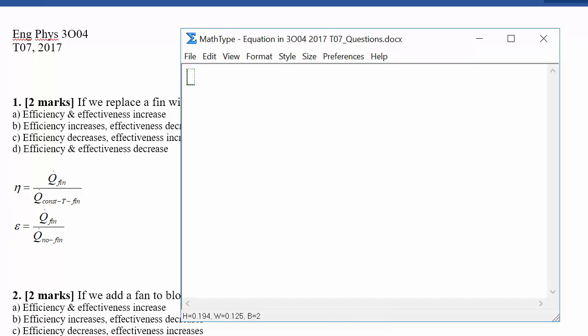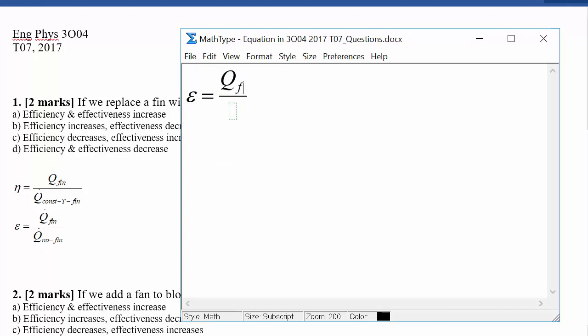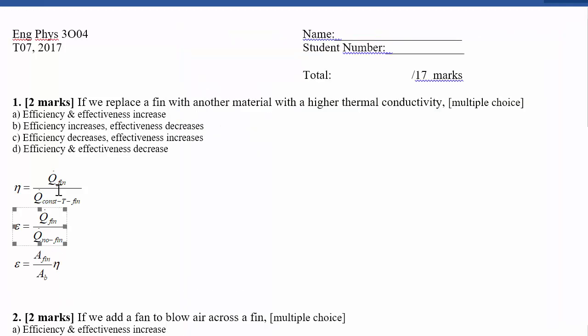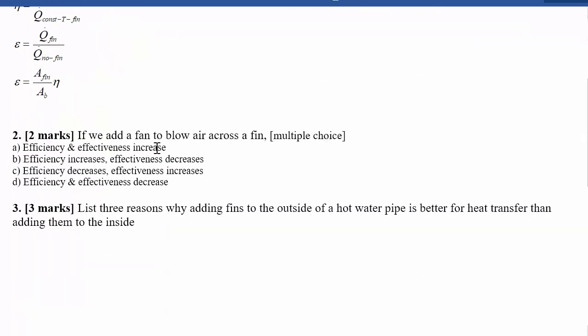And just as a check, you remember that these things are related. So the effectiveness of a fin is equal to the fin area divided by the base area times the efficiency. So we concluded that the efficiency would go up and that the effectiveness would go up, and according to this relationship between them, that also makes sense: efficiency goes up means effectiveness goes up as well. If we haven't done anything to this area ratio, then if one goes up, the other one has to go up the same way. Okay, next one's a little bit trickier.